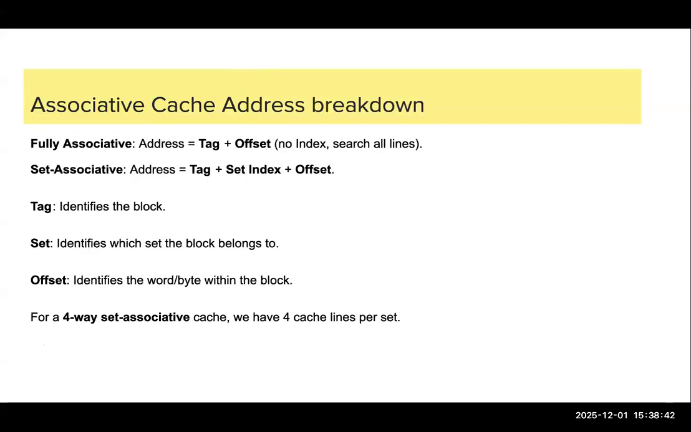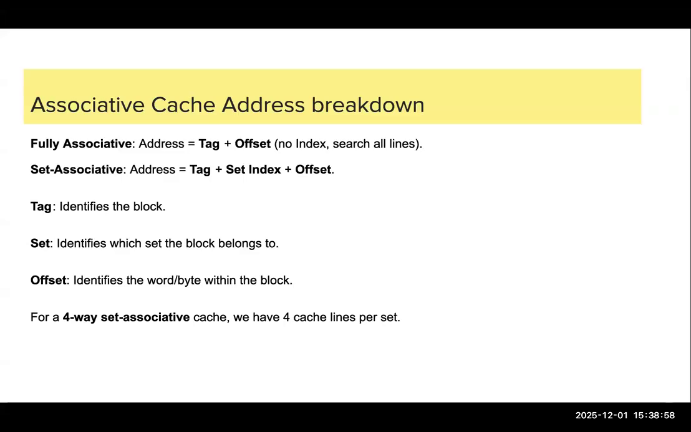Now it's the address breakdown. For fully associative, address equals tag plus offset. This one doesn't have an index, and we have to search all the lines. Without an index, we must check every cache line to find our data.